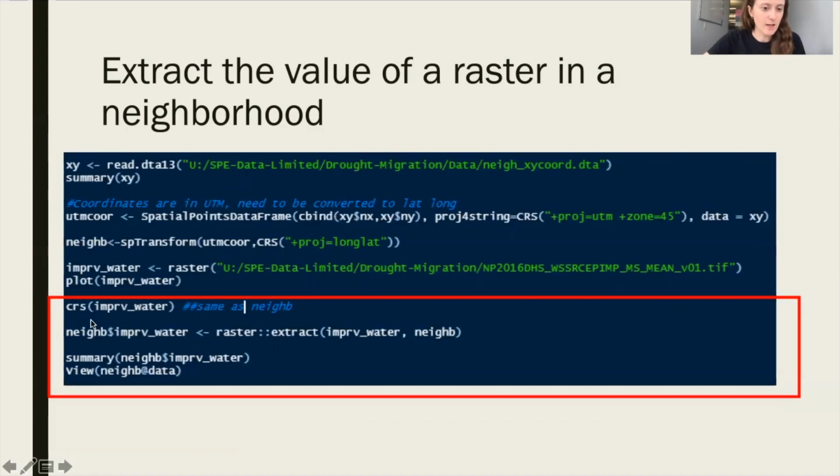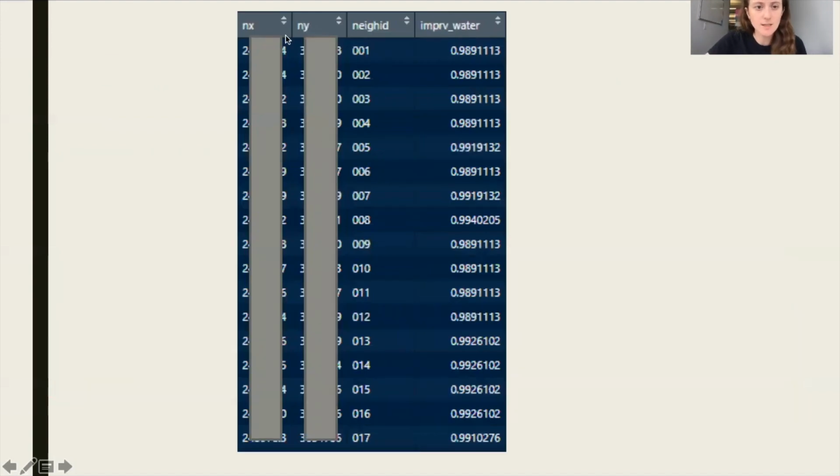So first, I was just making sure that the raster is the same coordinate reference system as what I converted the neighborhoods to, and it was. And then here, this line of code, raster extract, and then you put in the raster data set and then the shapefile, that's actually extracting the raster value at each point. And then I decided to look at what that data looked like. And you can see here, I again have my latitude and my longitude, they're still stored, and then the neighborhood ID. And then here's that new variable I created, which is telling me the prevalence of access to improved water in that neighborhood. So very high across the board, 99, 98%, which is not surprising.